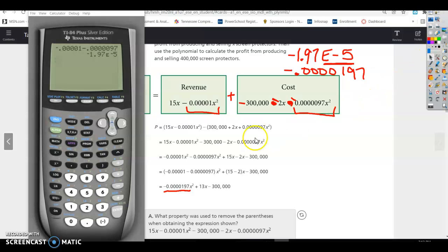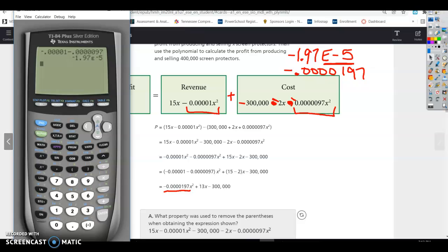So what I need to do is just take that, add those coefficients together, and combine that and put an x squared. Now what are my next terms I need to combine? I've got a 15x and a -2x. You should be able to do this without a calculator, but if you do 15 minus 2, you're going to see that that is 13x, and that is right here.